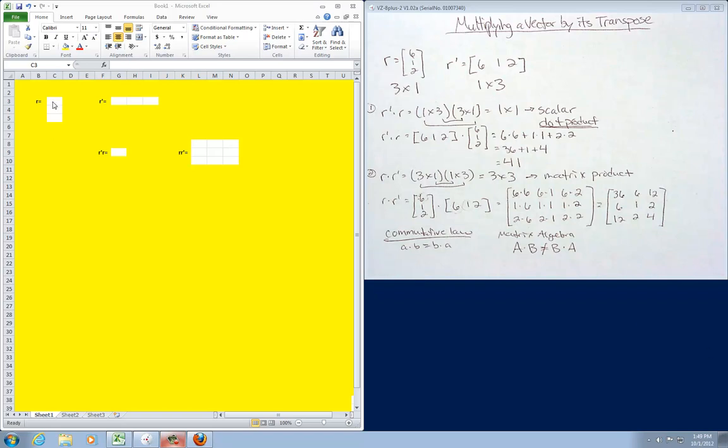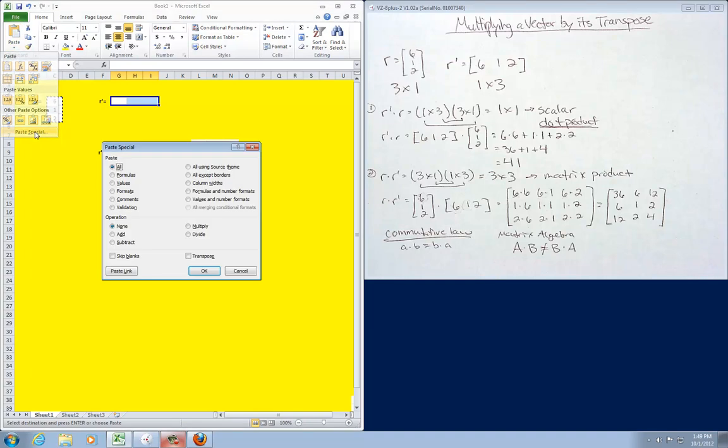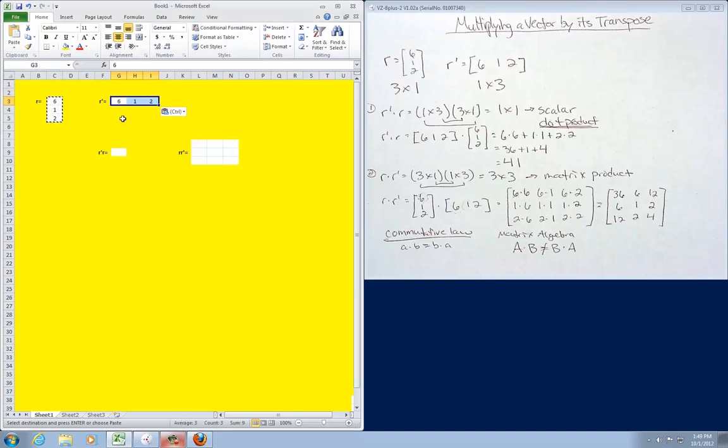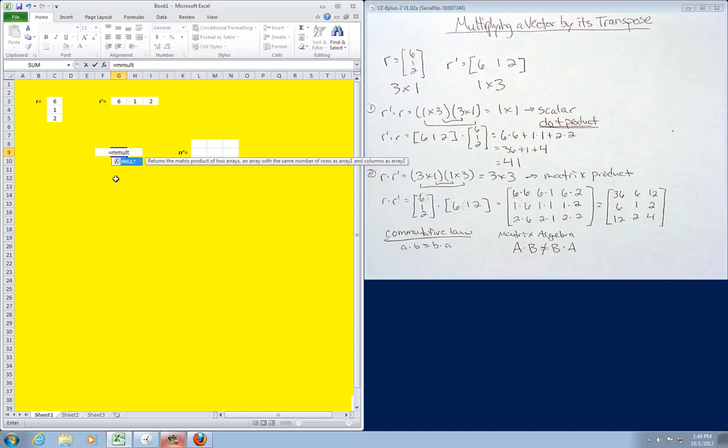So let's demonstrate this in Excel. So we have our R matrix, which is 6, 1, 2. And if you remember how to take the transpose, you just copy that, and you're going to do a paste special, transpose, and you get 6, 1, 2. So now we're going to do R transpose times R. These are matrices, so you're going to do equals matrix multiplication, MMULT, open parenthesis, take R transpose first, comma, R, close your parenthesis. Then Control, Shift, Enter, and you get 41, which is what we got over here.